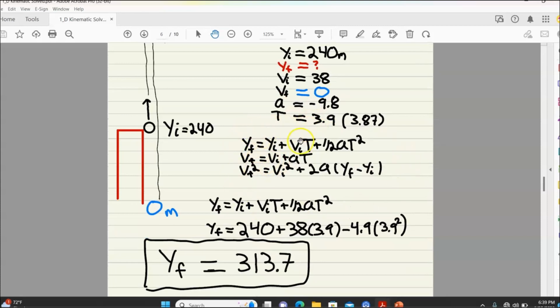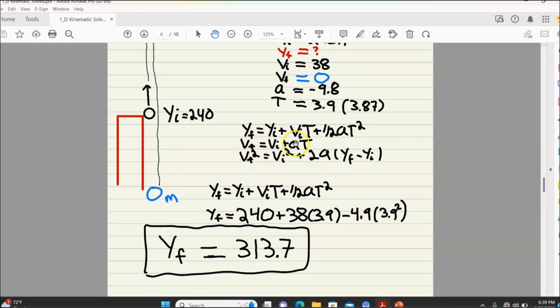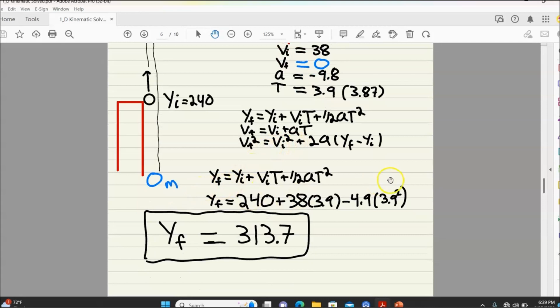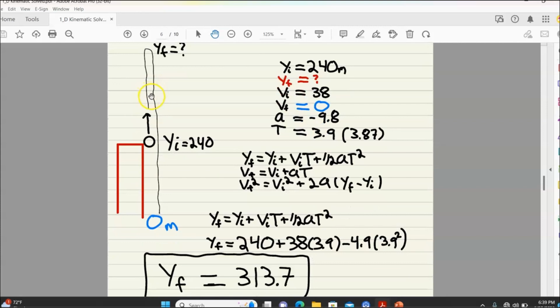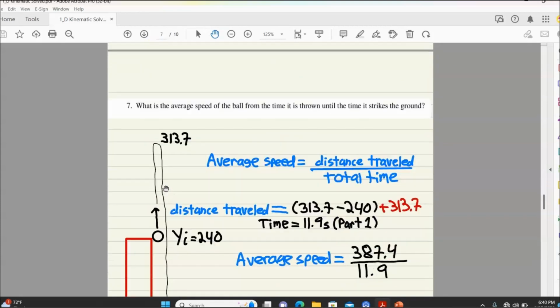Here are the 3 kinematic equations. And now we want to solve for y final. I'm going to choose the first kinematic equation. Y final equals y initial plus v initial t plus 1/2 a t squared. You fill in all the information. It tells you that y final is 313.7 meters. Starts out at 240 meters, and it goes up to a total height of 313.7 meters above the ground before it turns around and comes back down.